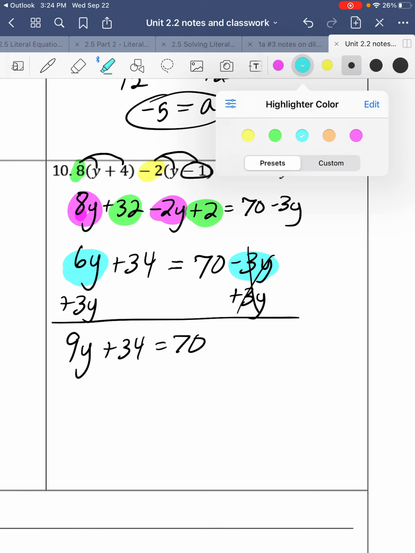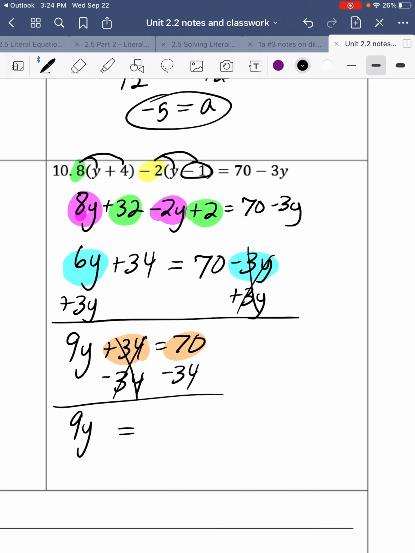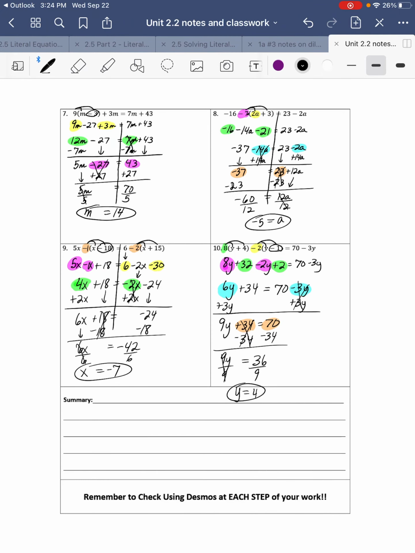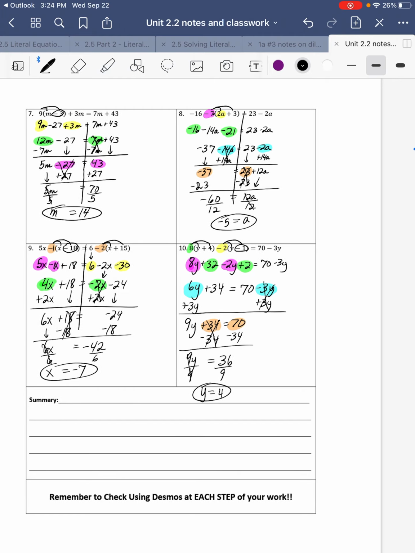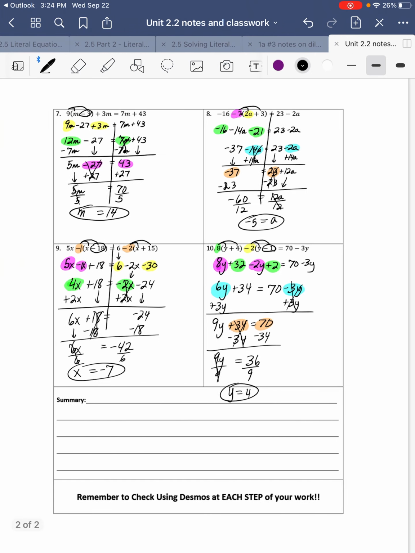We have our like constant terms, 34 and 70. So minus 34, minus 34. 9y will come down. 70 minus 34 is 36. 9 times y, so you're going to divide by 9. y equals 4. And we can check, well, you can check using Desmos on these if you'd like. All right, thank you.